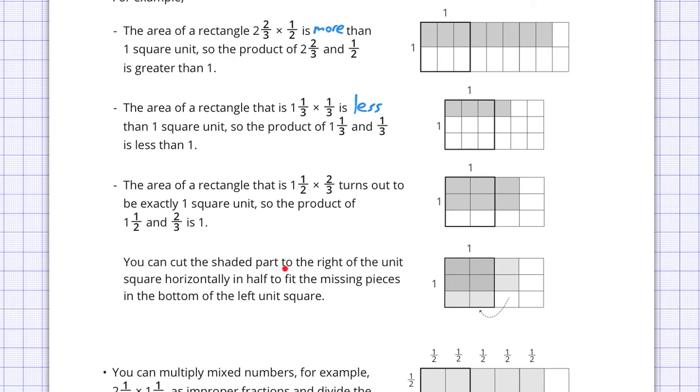You can cut the shaded part to the right of the unit square horizontally in half to fit the missing pieces in the bottom of the left unit square, just like we've been doing on all the other ones. We move these over here in our minds and we can see, oh yeah, that does equal 1.